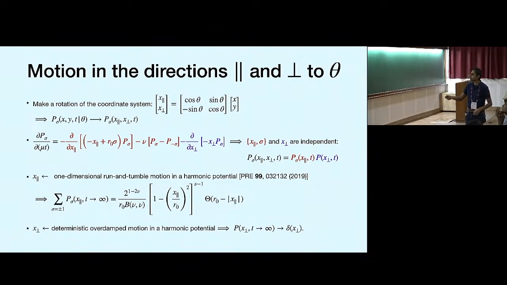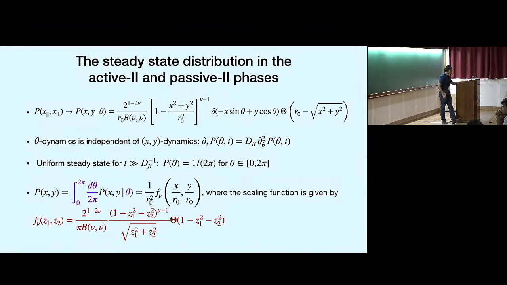You know the distribution of this run and tumble. This is what we did at some point, and it was also actually known. So you know the steady state of the one-dimensional run and tumble particle, and as I said, the other direction is very simple, it just becomes a delta function. Then you can write down the full distribution, and this is what your parallel distribution is. The full distribution is basically this one, then you integrate over theta, and this is your full distribution.